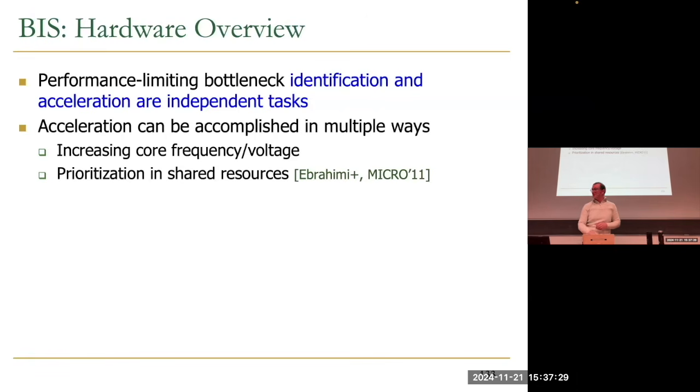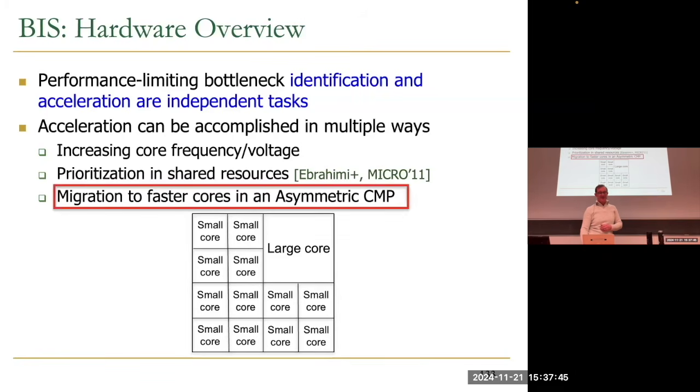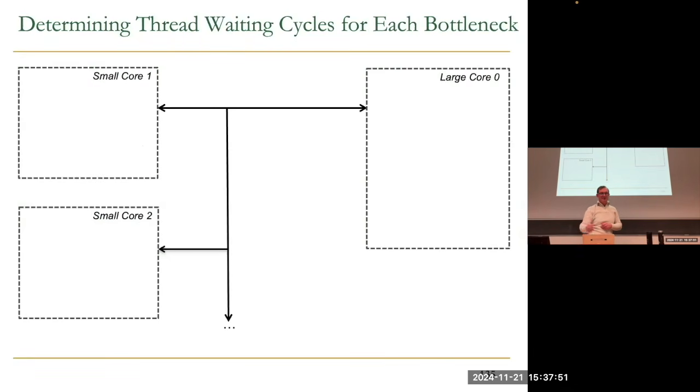So for prioritization in shared resources, you can prioritize a thread in the memory scheduler that is executing a bottleneck, for example. And you can migrate to faster cores. You could actually do a lot more, I think, but it's not limited. You can imagine things. So we're going to migrate to faster cores. Let's take a look at this. How do you measure thread waiting cycles for each bottleneck? I'm going to give you an example.